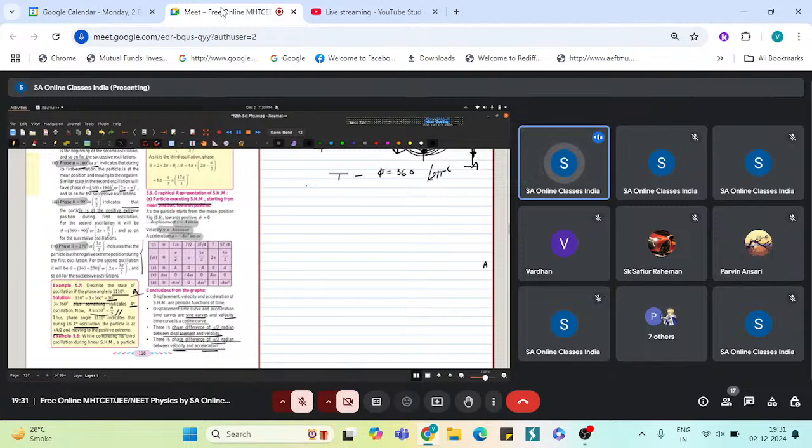SHM as a projection of UCM. I also mentioned that these formulae are essentially equivalent to the formula that we had derived earlier in the second class. They're not different formulae; they are just derived using a different method, which gives a more physical picture of SHM. From these three formulae, we then went on to find out the value of theta, x, v, and acceleration at different timestamps.